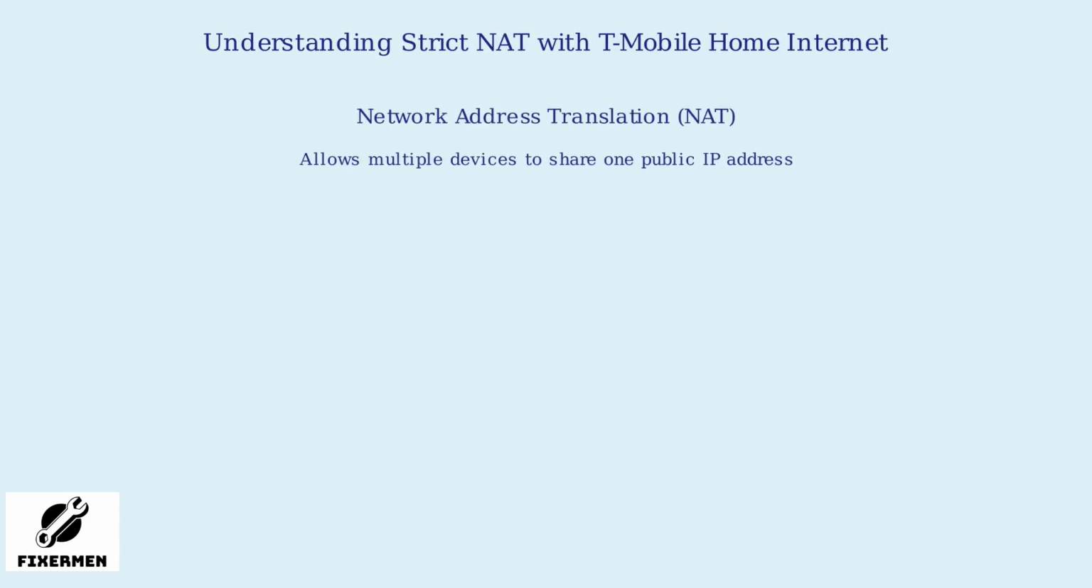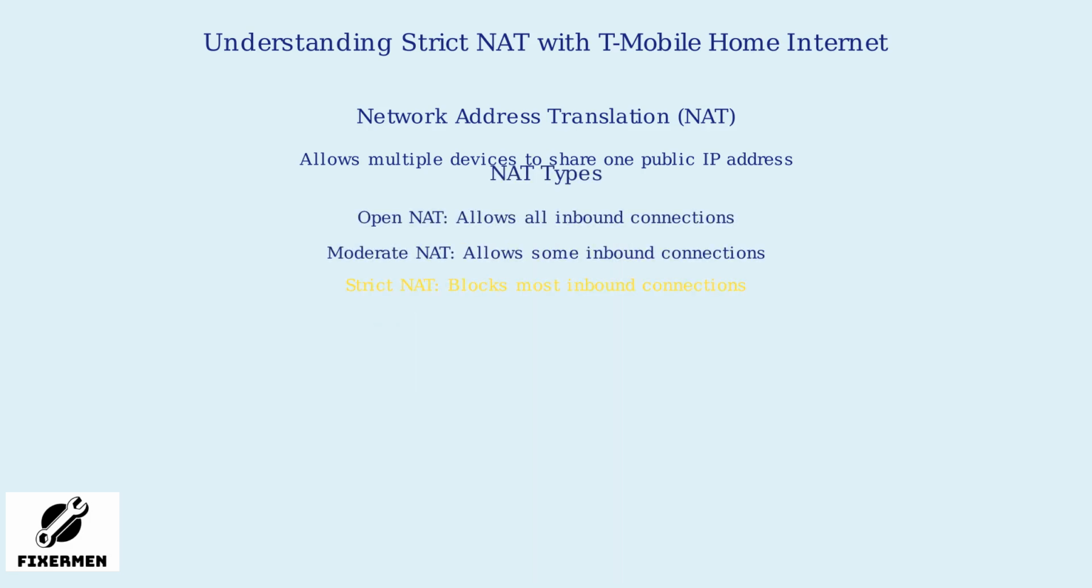Network address translation, or NAT, is a technology that allows multiple devices on your home network to share a single public IP address. Instead of each device needing its own public IP, the router translates between private internal addresses and the public address. There are three main NAT types that determine how your router handles inbound connections. Open NAT allows all inbound traffic, moderate allows some, and strict NAT blocks most unsolicited inbound connections for security.